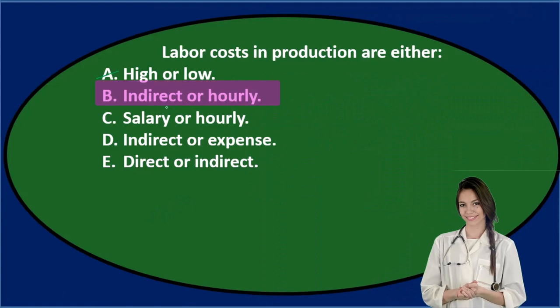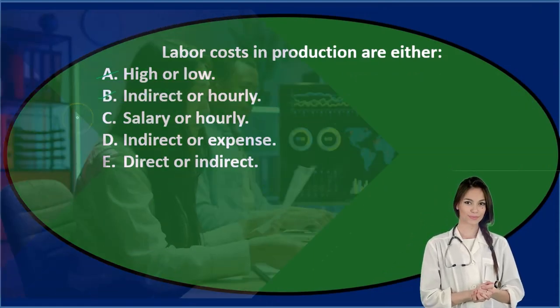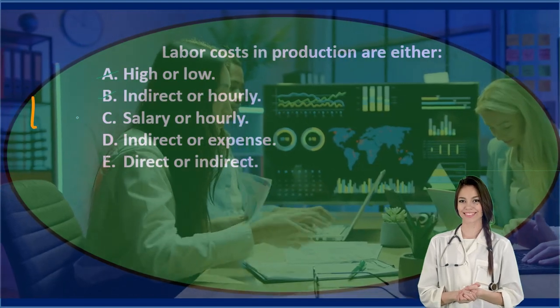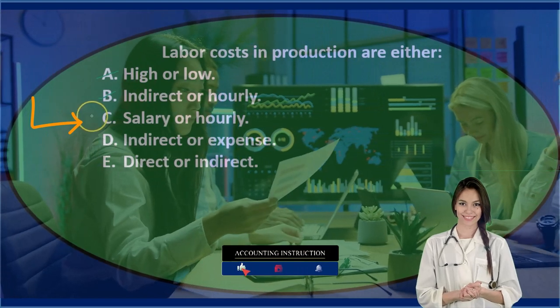Indirect would be whether it's applied to a specific job or not. So I don't think it's that. Those don't seem to go together. C says salary or hourly, and those are two payroll items that seem to go together.